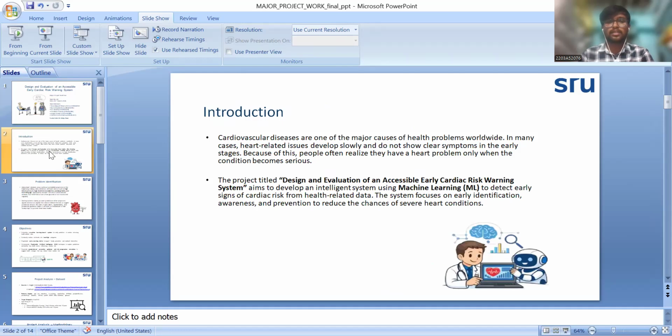Cardiovascular diseases are one of the major causes of health problems worldwide. In many cases, heart-related issues develop slowly and do not show clear symptoms in early stages. Because of this, people often realize they have a heart problem only when the condition becomes serious. Our project titled Design and Evaluation of an Accessible Early Cardiac Risk Warning System aims to develop an intelligent system using machine learning to detect early signs of cardiac risk from health-related data. Our system focuses on early identification, awareness, and prevention to reduce the chances of severe heart conditions.